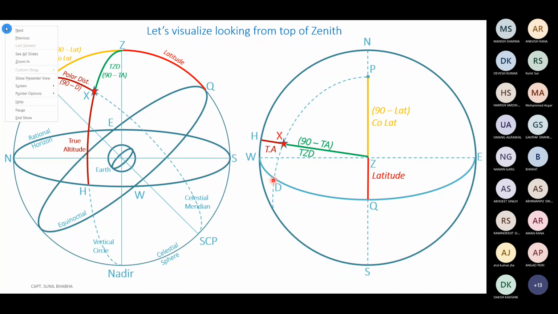In that case, all the celestial meridians would appear as radial lines.